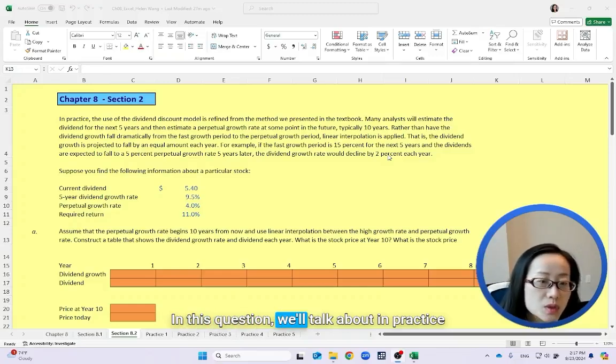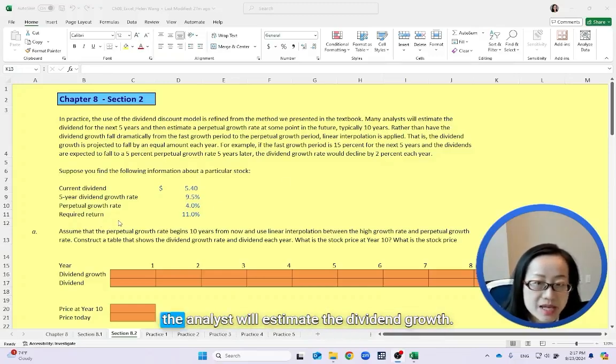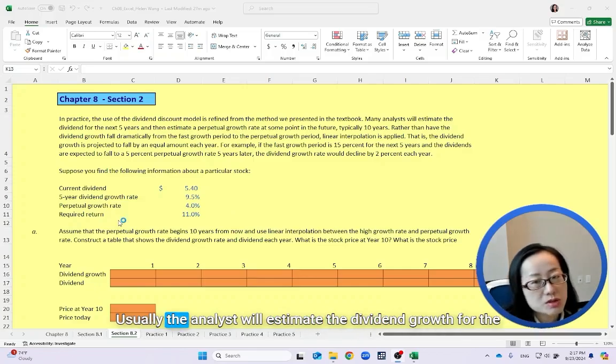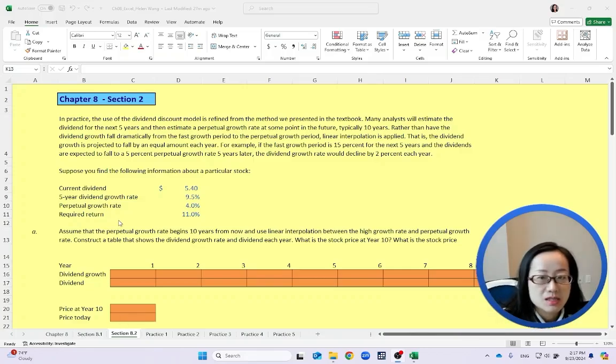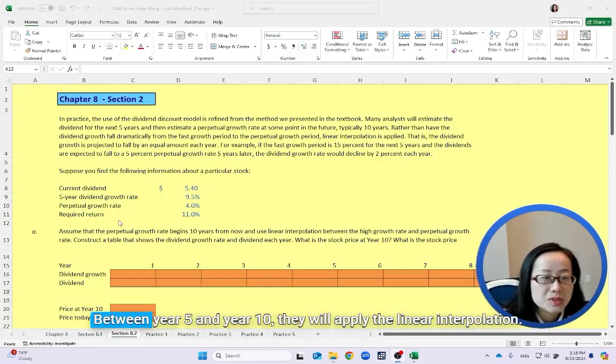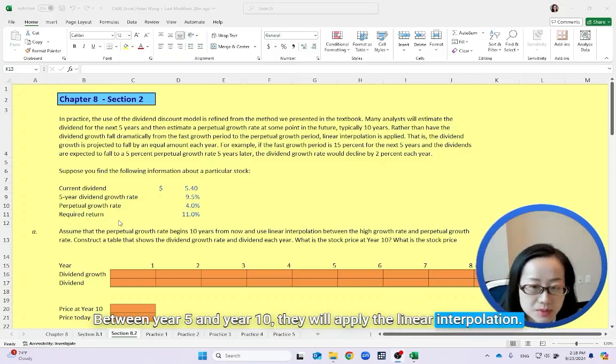In this question, we'll talk about how, in practice, the analyst will estimate the dividend growth. Yearly, the analyst will estimate the dividend growth for the next 5 years. Then they will set a perpetual growth rate. For example, after 10 years, between year 5 and year 10, they will apply linear interpolation.